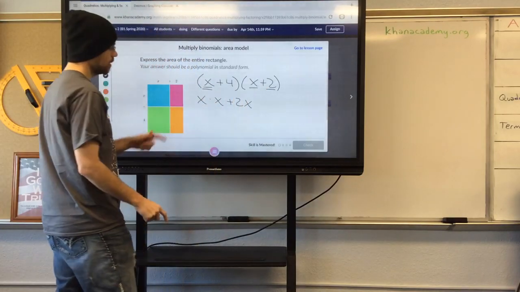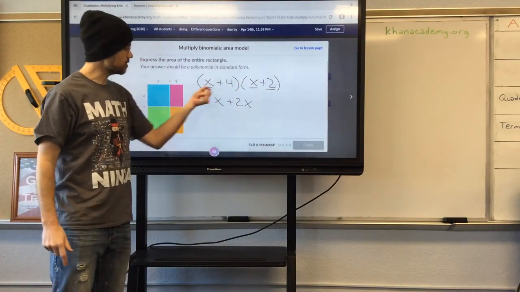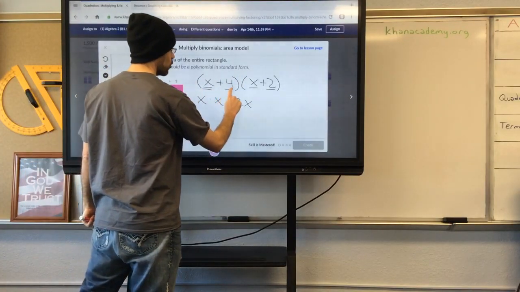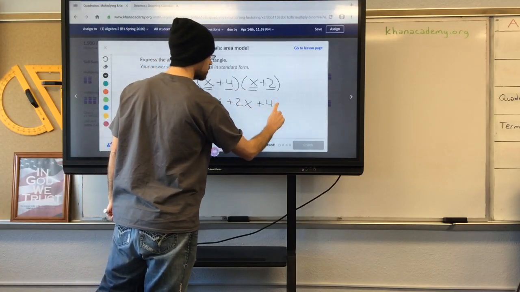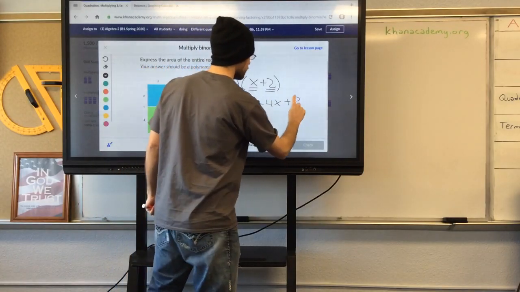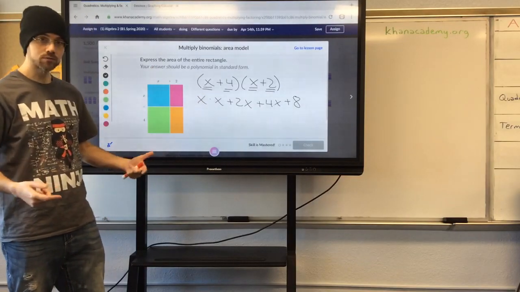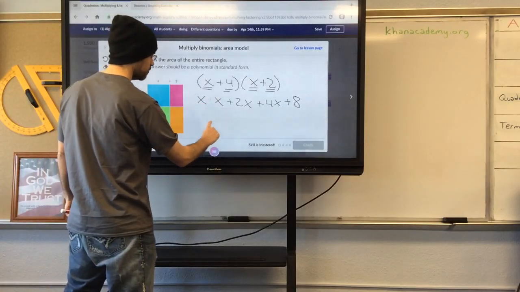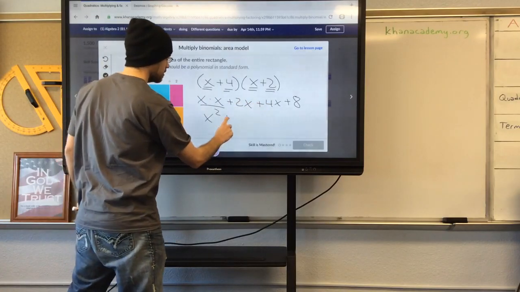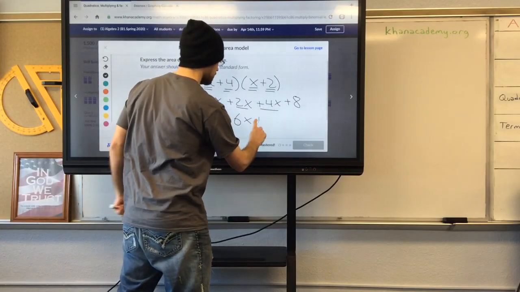That's 2x. I'm done multiplying this x times these things because there are two things to multiply it by, and I have underlined it twice. Now I'm going to go on to this 4. Plus 4 times x is 4x, plus 4 times 2 is 8. Now, we're going to combine like terms, simplify, so x times x can be written x squared, that's this part. 2x plus 4x is 6x, that's this and this, and plus 8.